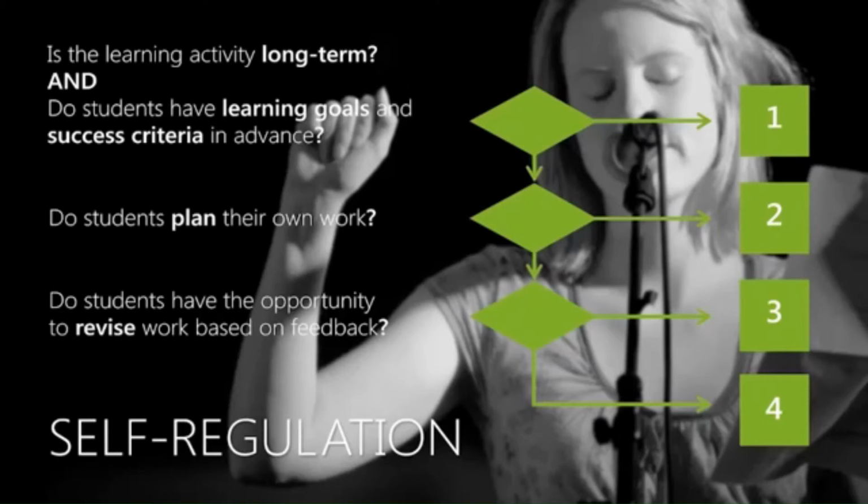You need to bear in mind as you look at the decision tree that the numbering is a code, not a score. For example, a code 1 merely indicates that an activity is not long-term and that students do not have learning goals and associated success criteria in advance. It is not a value judgment about the quality of the learning activity.